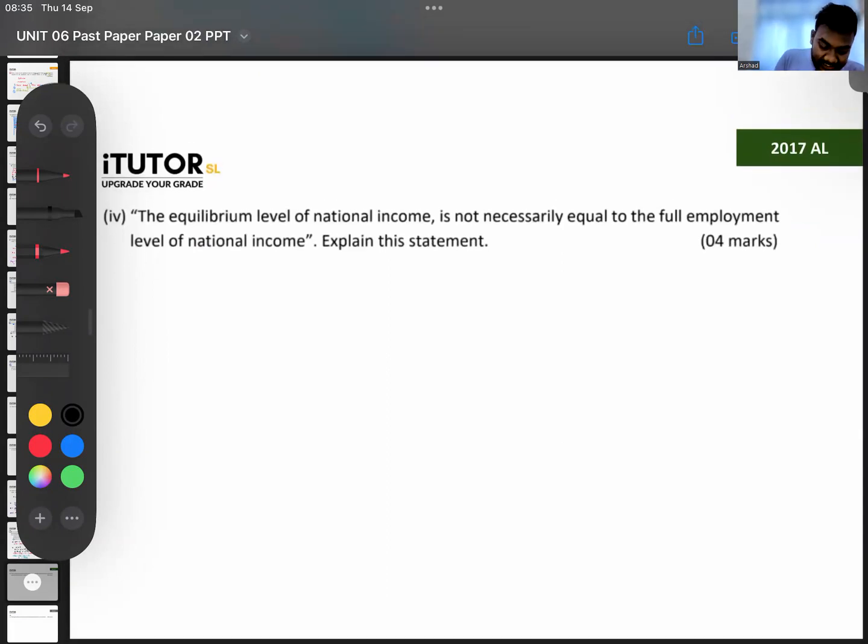Okay. Question number 4. The equilibrium level of national income is not necessarily equal to the full employment level of national income. Explain the statement. We did this before, no? Remember, for national income to be at equilibrium, what should happen? Y should equal E. That is the condition for you to be at equilibrium.